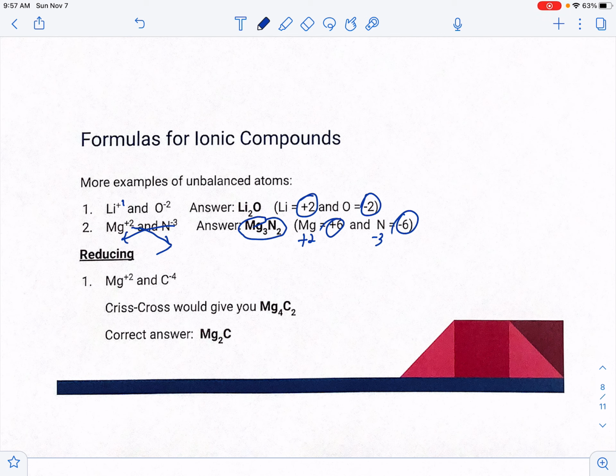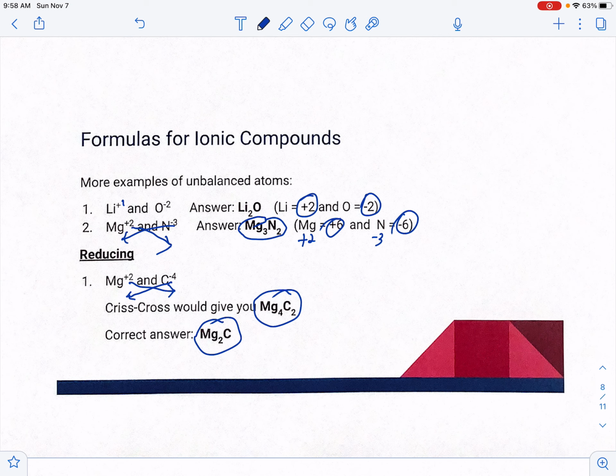Now, crisscrossing, this is where you've got to be careful: if you can reduce, you will reduce. So if I have something like Mg +2 and C -4, and you do the crisscross method, the 4 is going to go to the Mg, and the 2 would go to the C. It would give you something like this. Now we can see that they both share 2 as a common factor. So you're going to need to reduce that. The correct answer would be Mg2C.